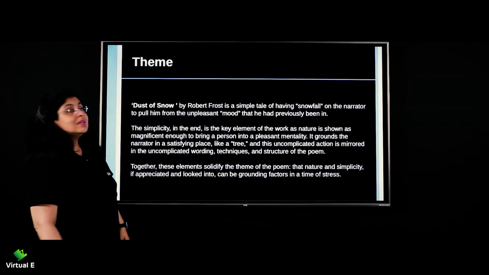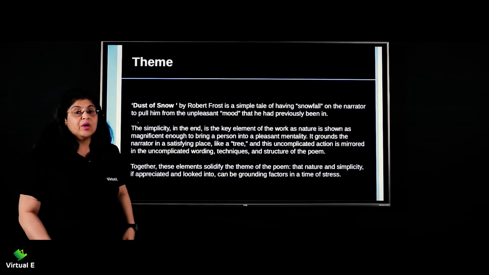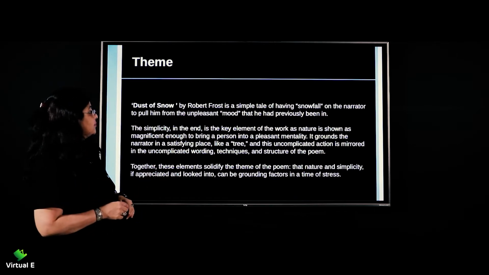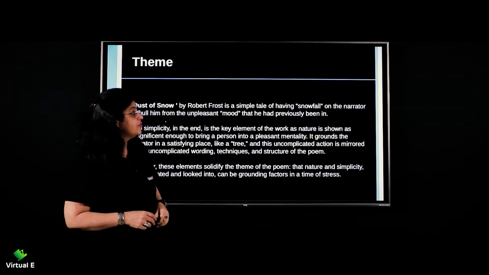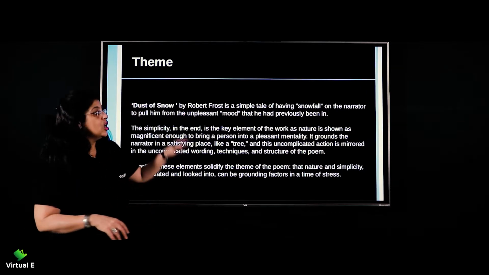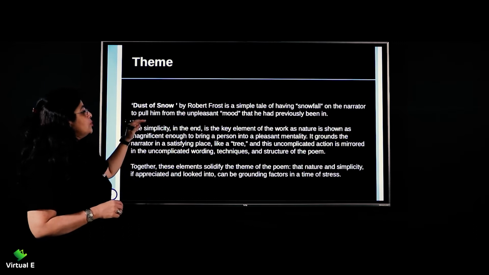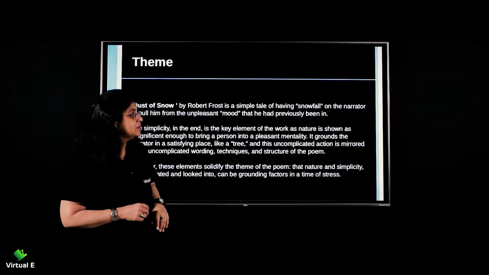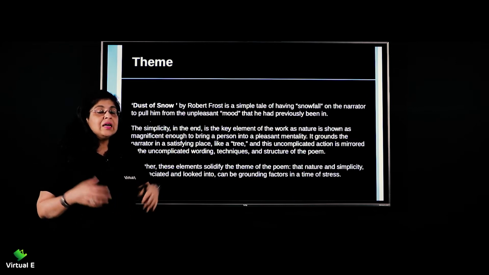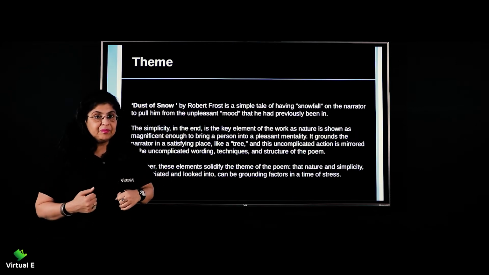Now, let's move towards the theme of the poem. Where is this poem actually taking us to? In which direction? Dust of Snow by Robert Frost is a simple tale of having snowfall on the narrator to pull him from the unpleasant mood that he had previously been in. Now, the snow fell on him, right?